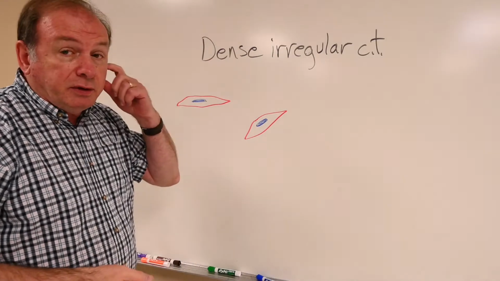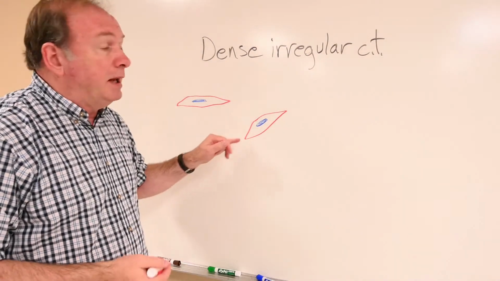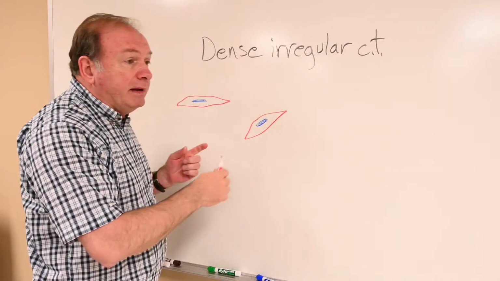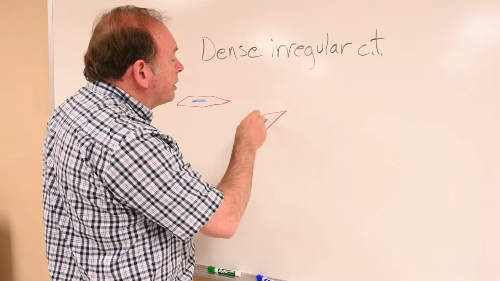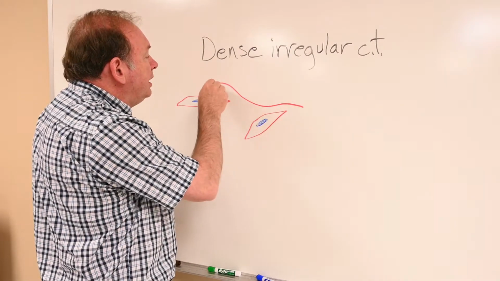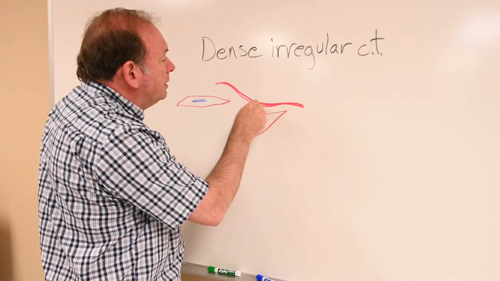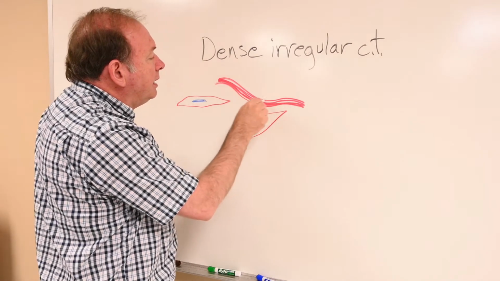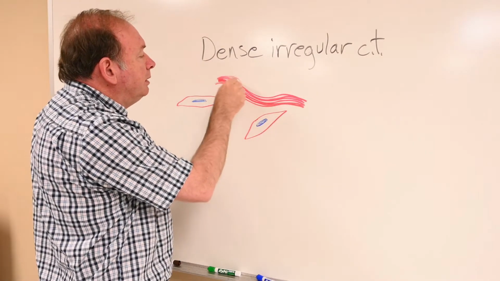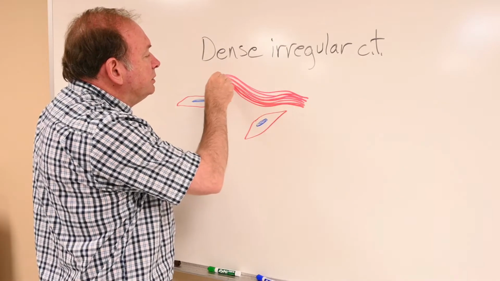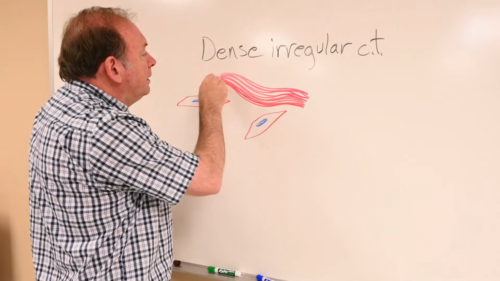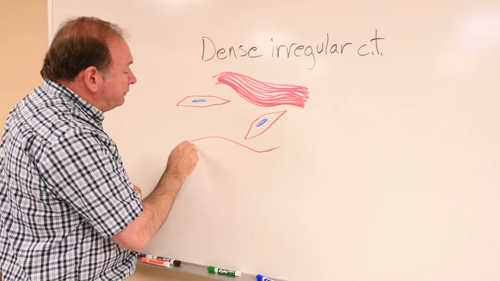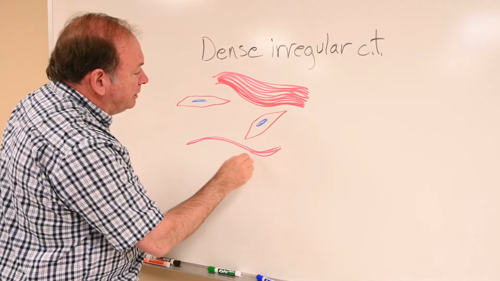Dense irregular connective tissue. I've already drawn a couple of fibroblast cells for my picture of dense irregular connective tissue. Here, instead of having the fine collagen fibers that go through there, your collagen is going to be arranged in thick bundles. And this is where I need a fatter marker because I need to make a lot of lines here to make all the collagen in a thick bundle for your dense irregular connective tissue. So you have these bundles of fibers that run through here in different directions.